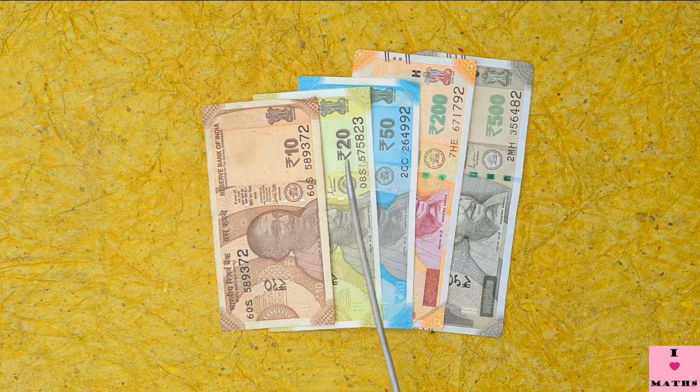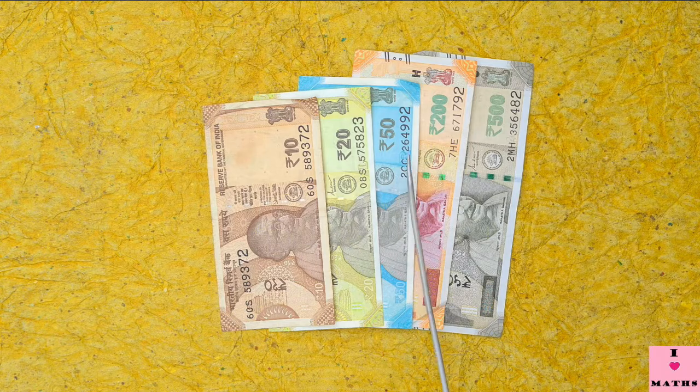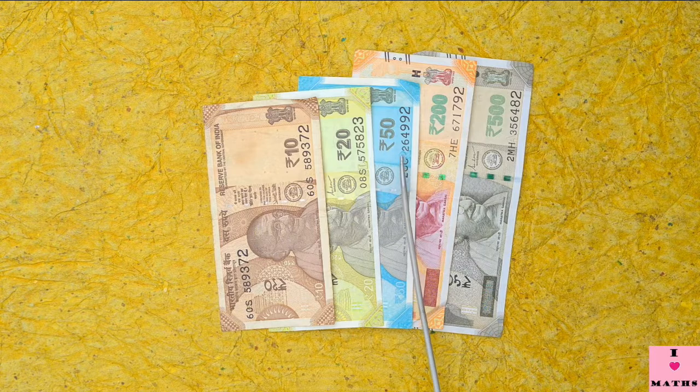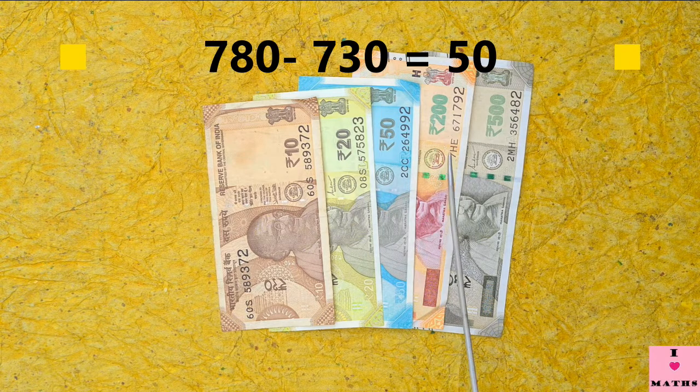I went to buy the book set from the shopkeeper. The stationery shopkeeper told me that the cost of the book set is 730 rupees. So I had to pay 730 rupees to him to buy the books.